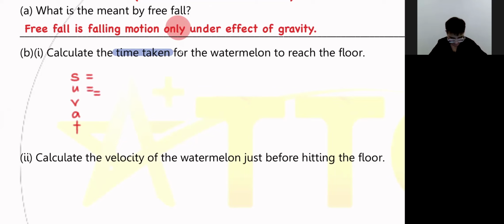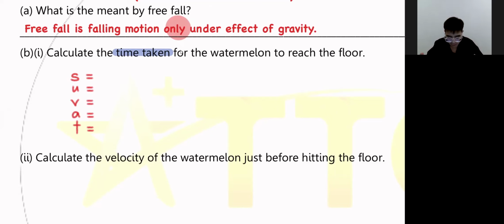S is the displacement, if you remember. U is the initial velocity. V is the final velocity. A is acceleration, and lastly, T is the time. Okay, just fill in the list with all of the information given in the question.